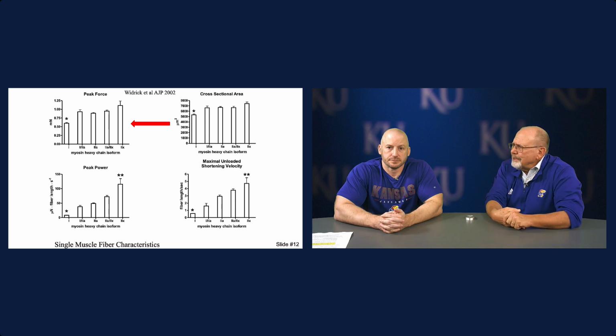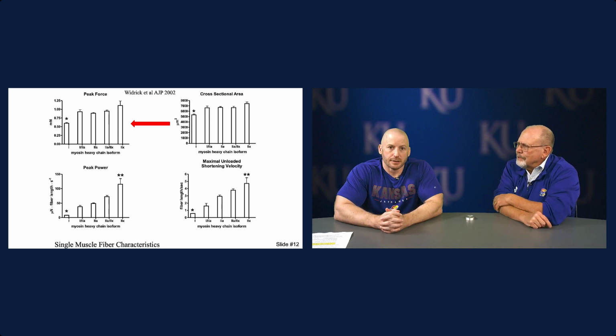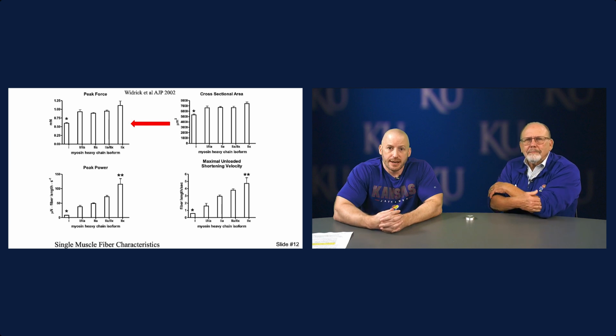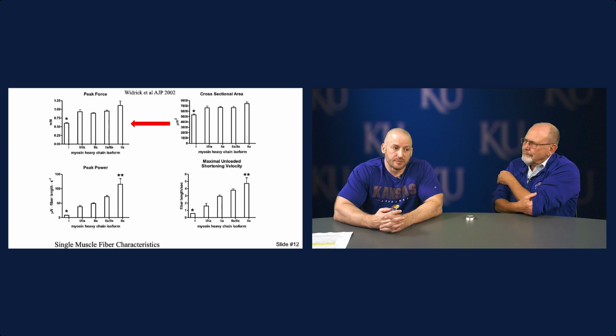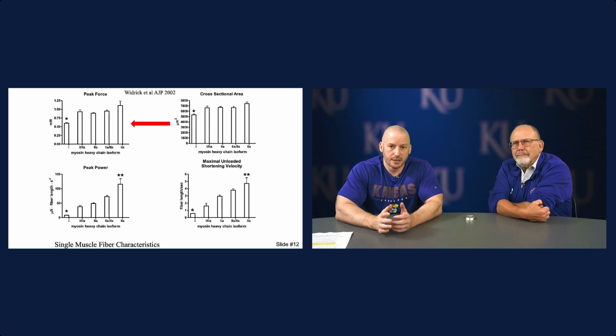What this means in an intact human with everything else functioning is another question. Yeah, so basically those asterisks are just indicating significant differences. So the type 2s are larger in size, produce more peak force, greater peak power, and the velocity of shortening, how rapidly they shorten and contract, is also higher in those type 2s compared to the type 1s.